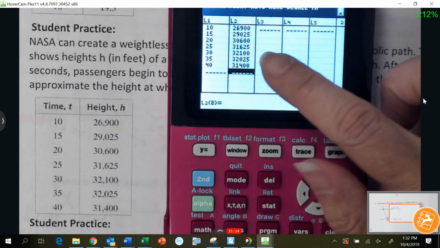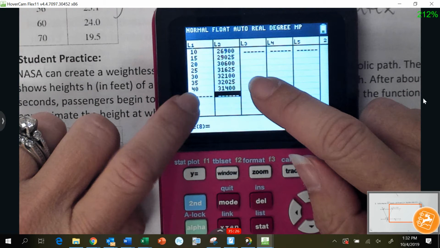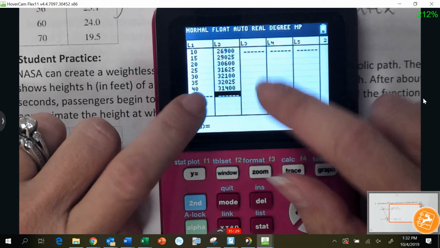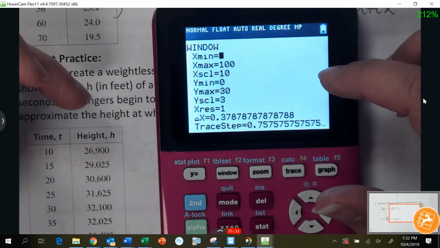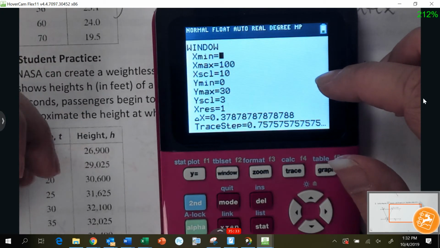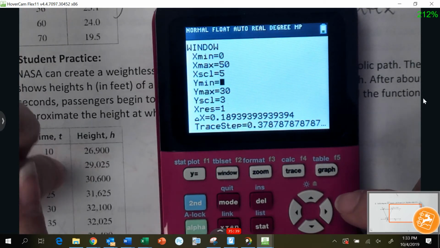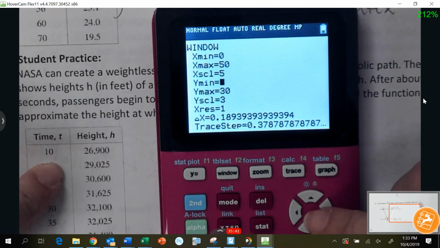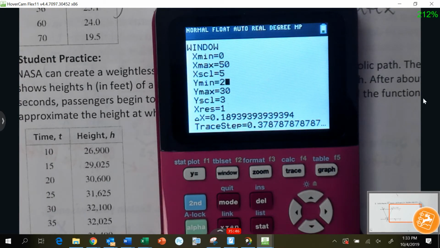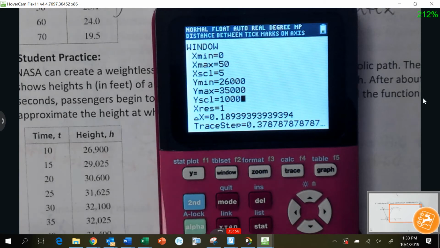So the window that I used last time, will that work for this data? Let's go back to window and change our window. Looks like X can go from 0 to maybe 50, and I'll count by 5s. For Y, we can start at 26,000 and go to 35,000. I'll count by thousands maybe.